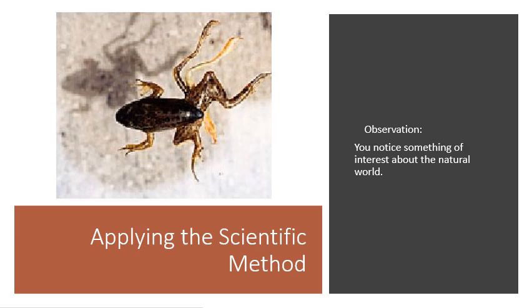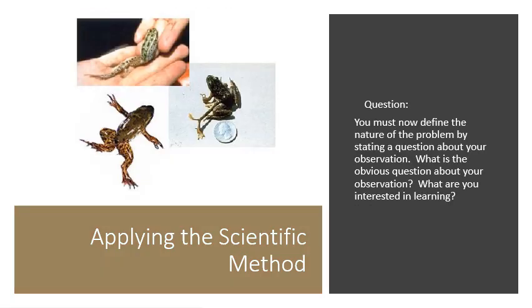And the question is, why does this frog have multiple limbs? Especially if this frog lives in your neighborhood, you want to know what's going on. So you've asked the question. Oh, you made an observation. The observation is, there is a frog with multiple limbs. Then, step 2 is you ask the question. Define the nature of the problem. The obvious question here is, why does the frog have multiple limbs? What's causing the frog to have multiple limbs? We want to learn that.